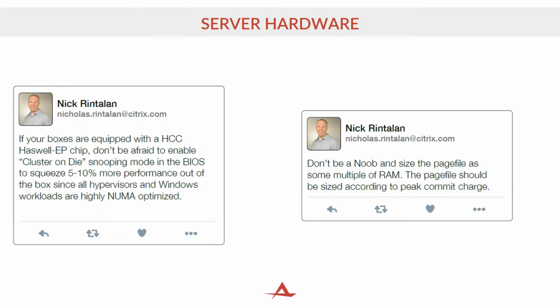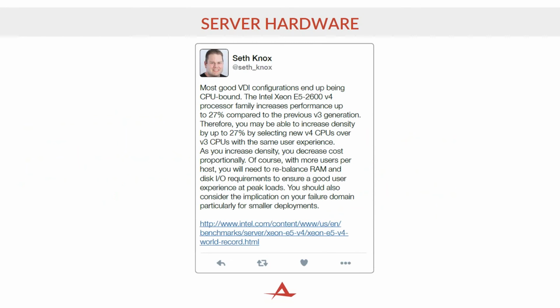Moving on to the next best practice on the next slide there, I couldn't agree more with Seth. 99% of all RDS or VDI workloads are CPU bound these days, and that's why we're constantly talking about CPU oversubscription ratios, sizing based on cores, etc. It's always a balancing act, as Seth indicates here, but if there was something else I'd add, it would be to make sure you pick the right hardware for your workload.